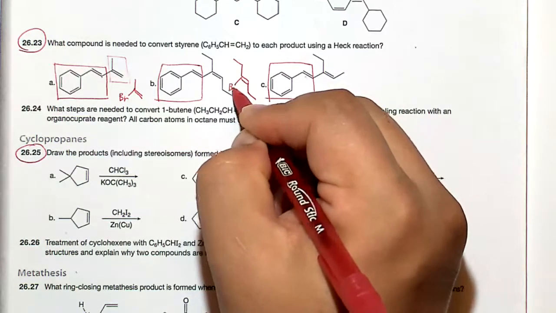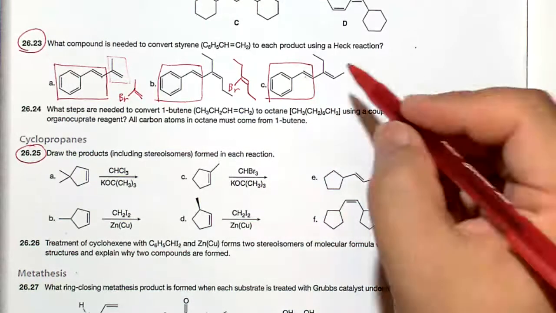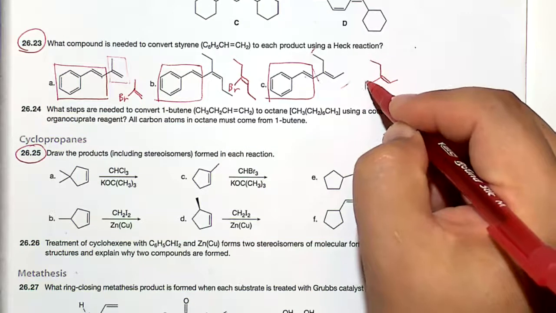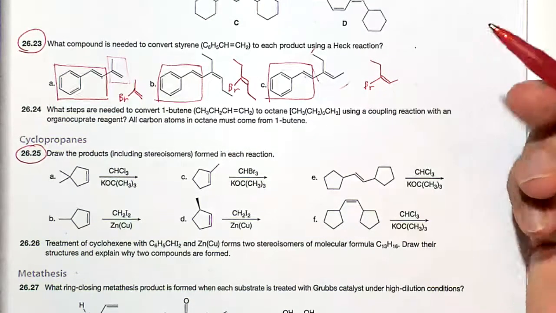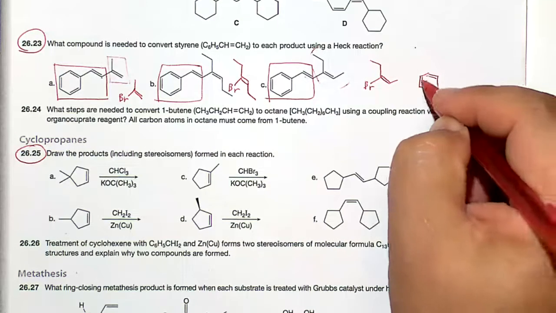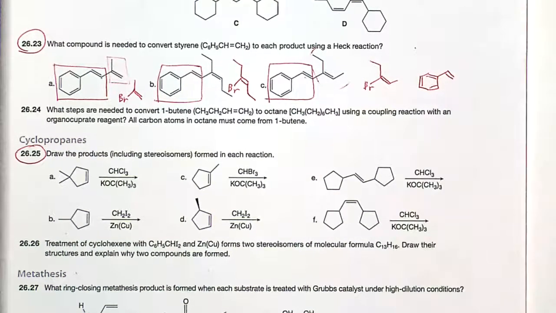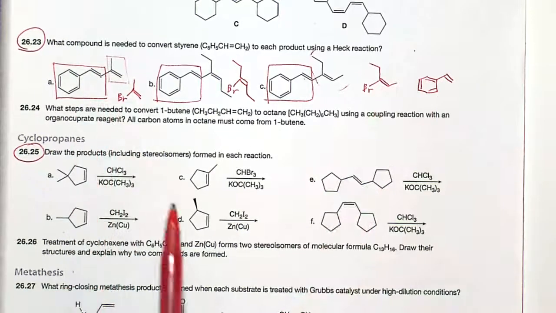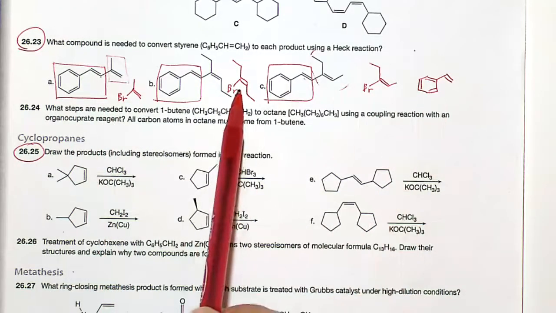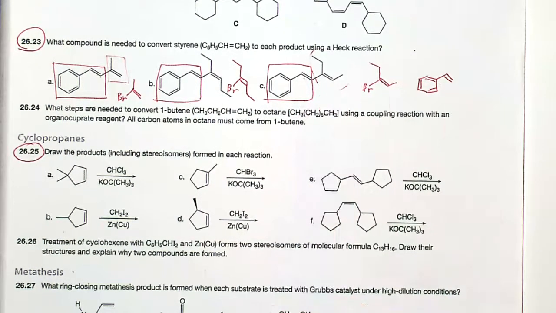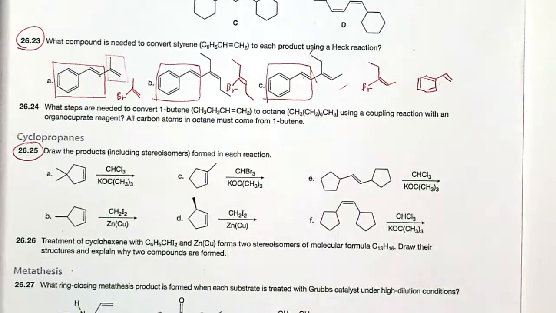For B, we need this bromide. There, we need trans bromide. Here, bromide. All with styrene. That's styrene. So styrene with this bromide, compound A. Styrene with this bromide, compound B. Styrene with this bromide, compound C. Will be formed easily.